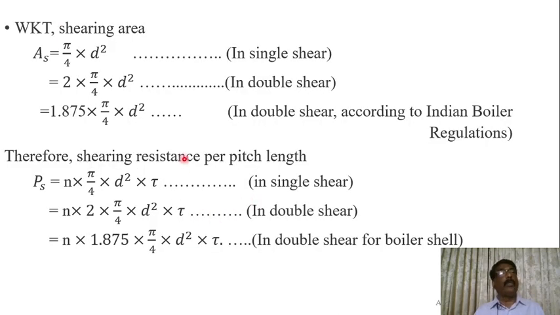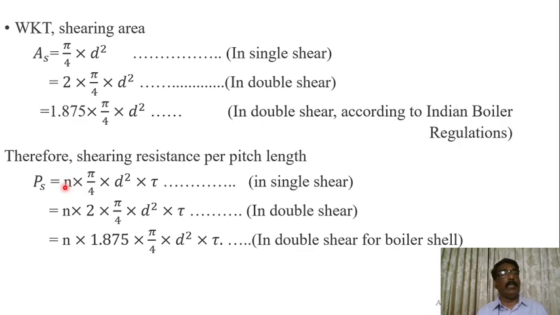Now coming to the formula to find the shearing resistance, the shearing resistance, or the pull required to shear off the rivet, is given by Ps is equal to n into pi by 4 into d square into tau, in a single shear, for example in a lap joint. Here pi by 4 d square is the area which resists the shearing, that is the area of the shank, and tau is the shear stress induced in the rivet. And n is the number of rivets per pitch length. That means whether the riveted joint is a single riveting, double riveting, triple riveting, etc.